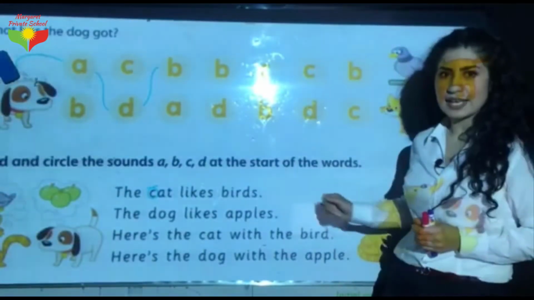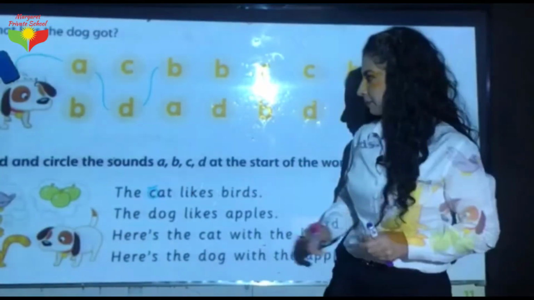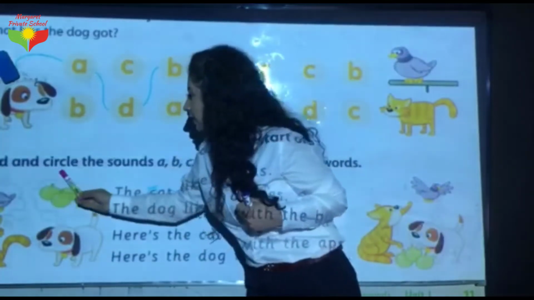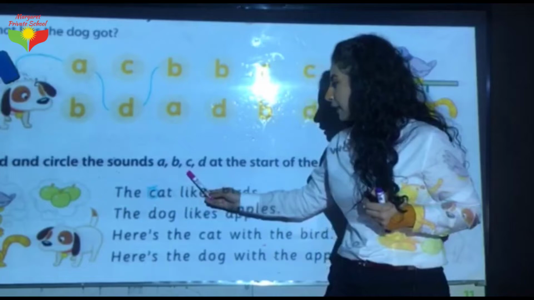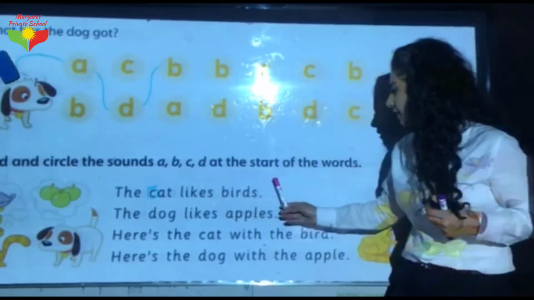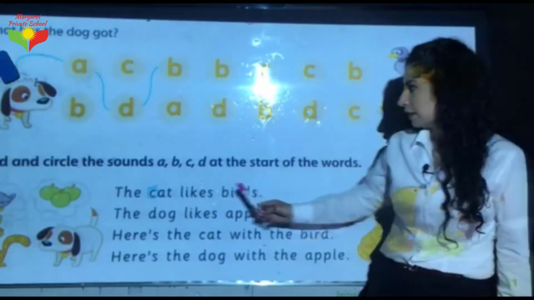Now we have this exercise. Let me read it. Read and circle the sounds A, B, K, D at the start of the words.